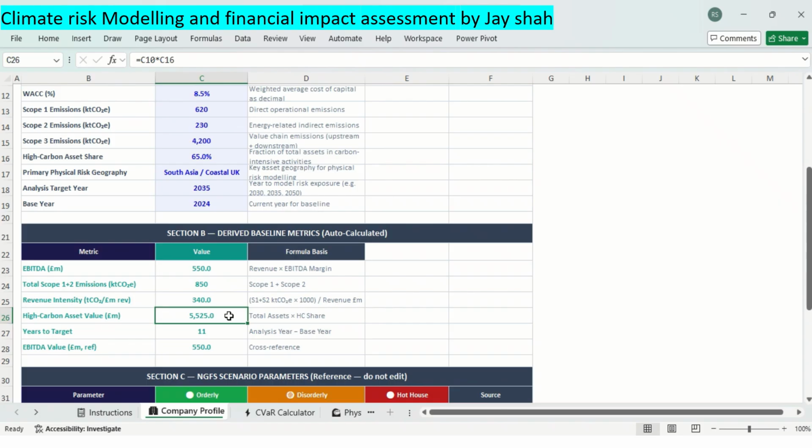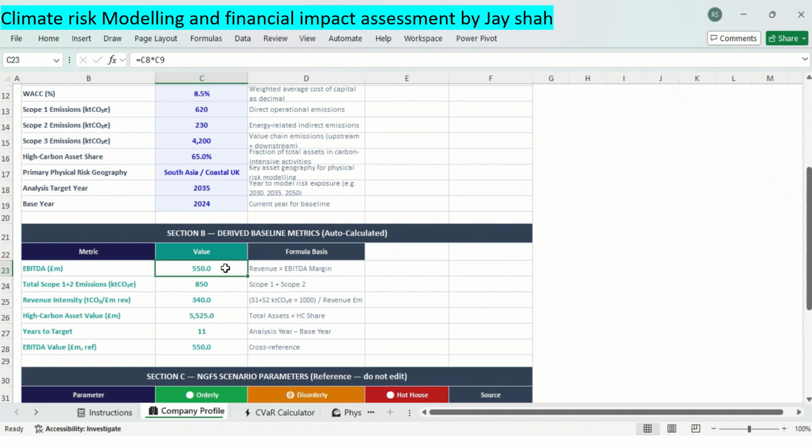Now move into cell 27, years to target. As I mentioned, it is the target year minus the base year: I target 2035 and we have the baseline of 2024, so we have 11 years. And finally, cell 28 is the EBITDA value, which is 550 million. This EBITDA cross reference simply repeats the C23 cell of revenue times EBITDA margin, making it directly accessible in the section without requiring a long cross-sheet reference.